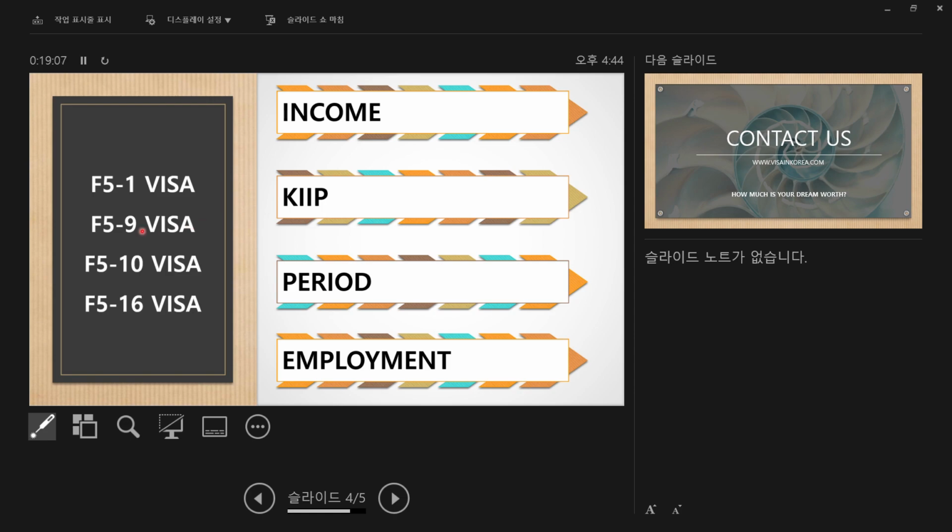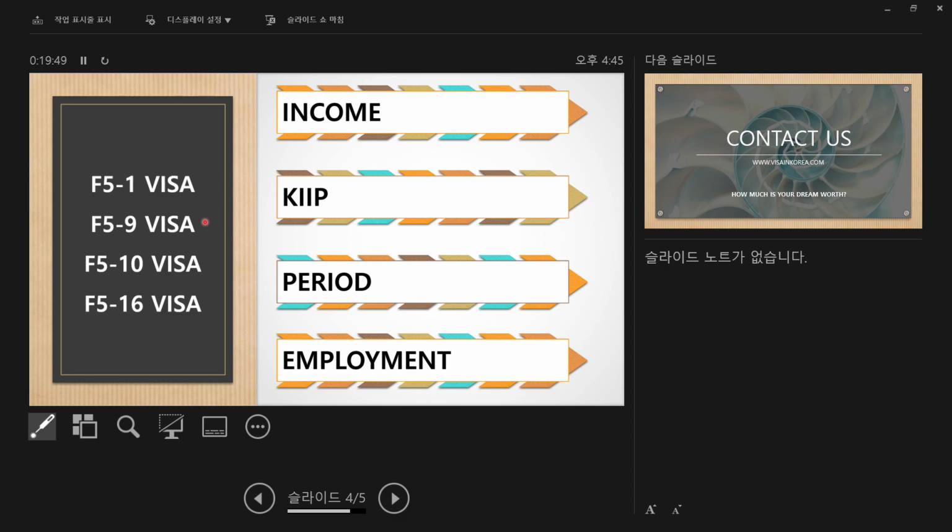F5-9 and which one? F5-15, like domestic PhD degree holder. It doesn't matter about the major. If you got a PhD from Korea, it doesn't matter about your major. When you apply for the F5-15, KIIP is not needed. Okay? Okay, so go back to the F5-9.